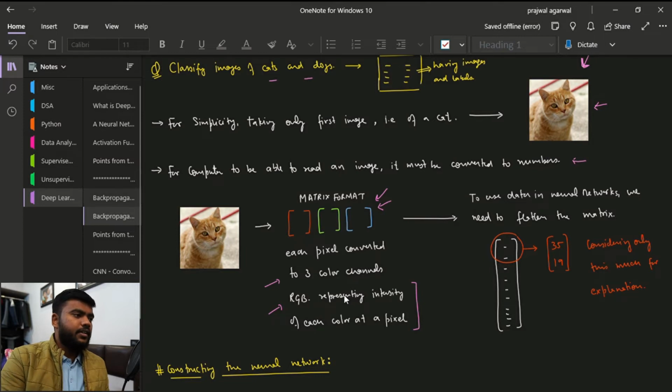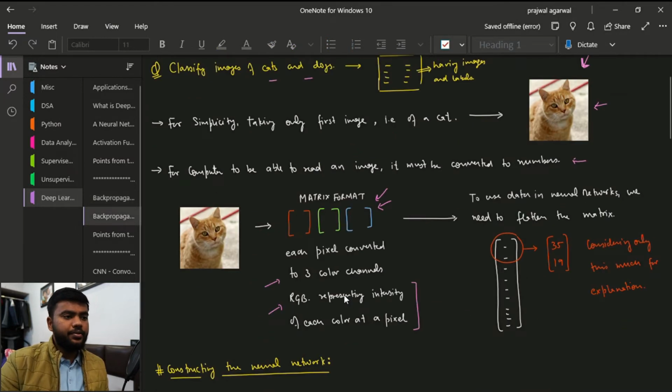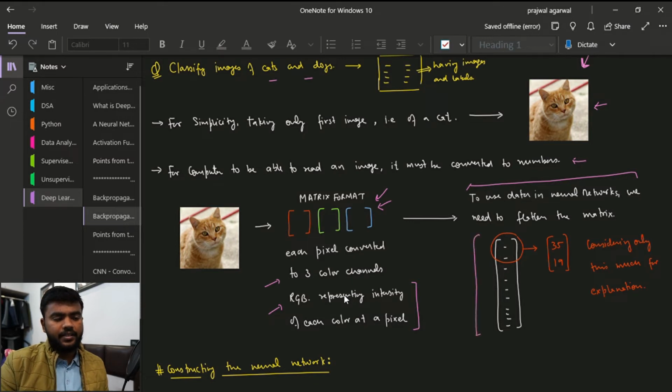And the type of network that we are using till now has only 1 dimension. So to use the data in neural networks, we need to flatten the matrix. We flatten the matrix something like this, and basically we just stack all the columns one after the other. That is just what we do, we flatten the matrix.